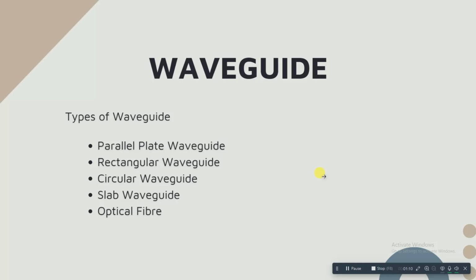There are different types of waveguides, such as parallel plate waveguide, rectangular waveguide, circular waveguide, slab waveguide, optical fiber. In the parallel plate waveguide, waves are propagated through two conducting plates, usually metal, separated by a dielectric. In the rectangular waveguide, which we will study in detail today, it is a hollow metallic rectangular tube that confines and guides electromagnetic waves.